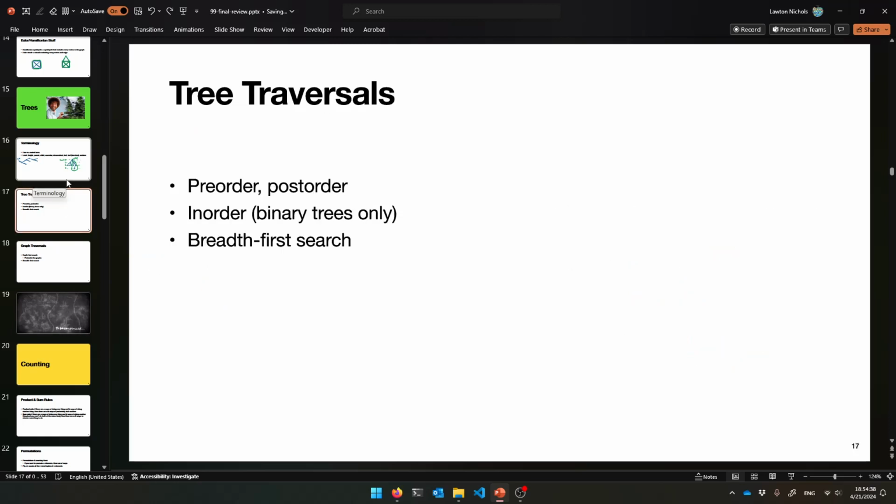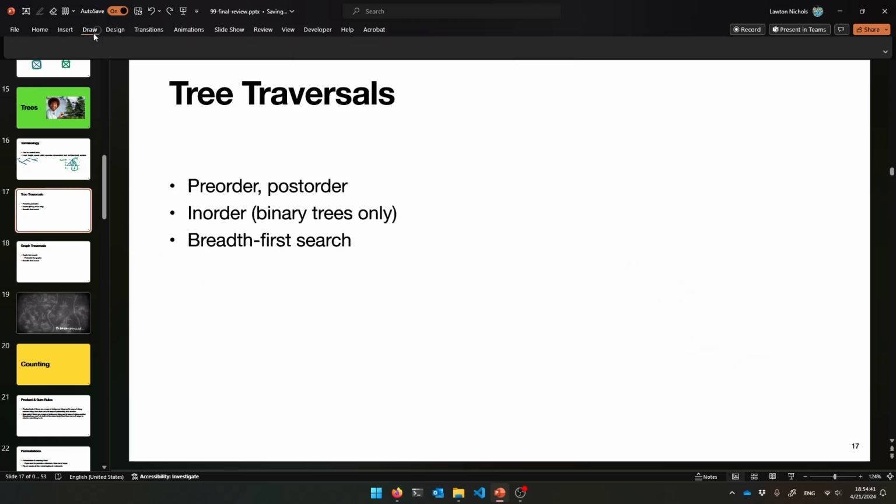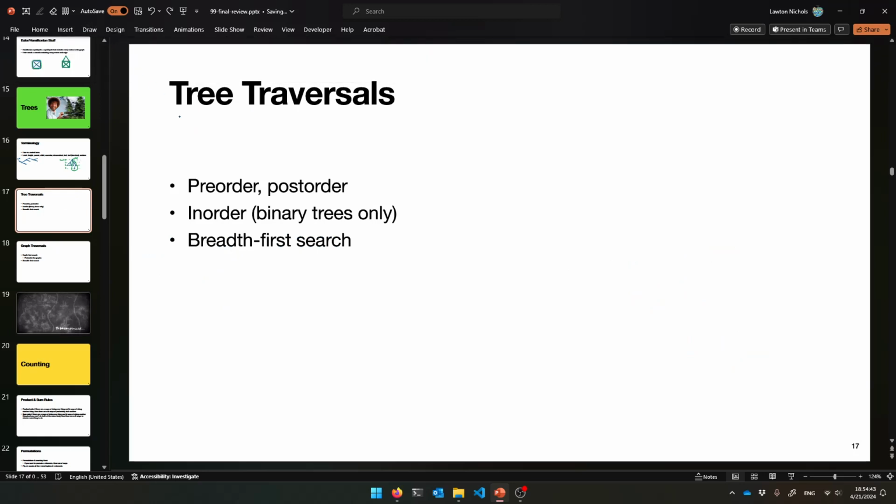Yeah, let's do traversals real quick. You got a bunch of different kinds of traversals that visit everybody in the tree. You got your pre-order, post-order.